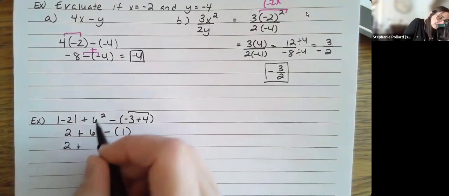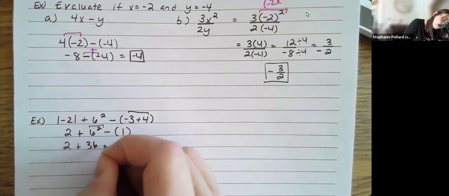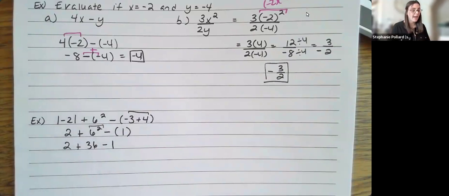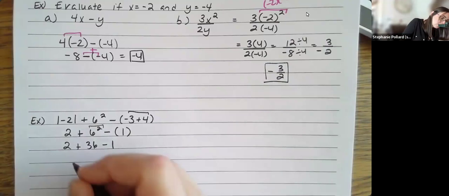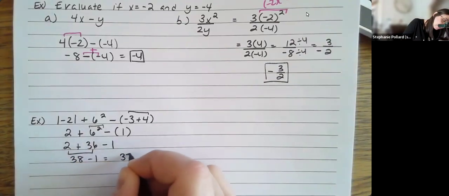Next, in order of operations, I see my exponent. 6 squared is 6 times 6, so that is 36. And then now I have adding and subtracting left, and I am going to work left to right here. So 2 plus 36 is 38, and 38 minus 1 is 37.